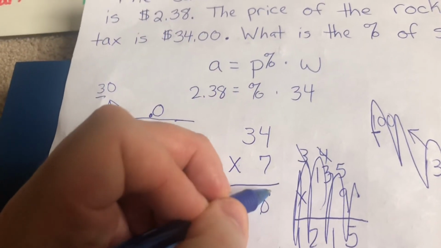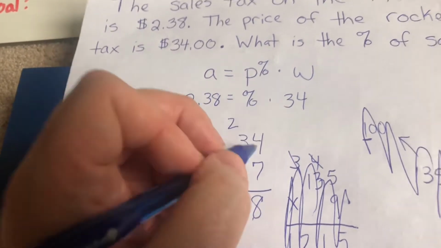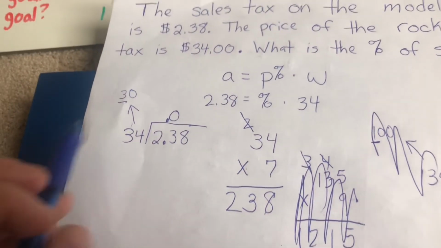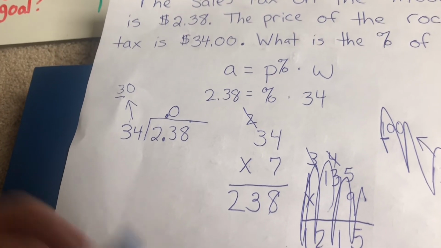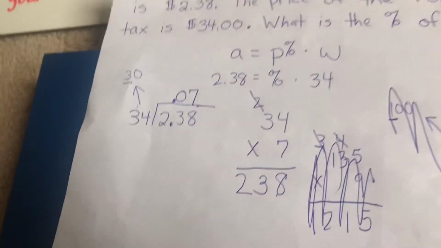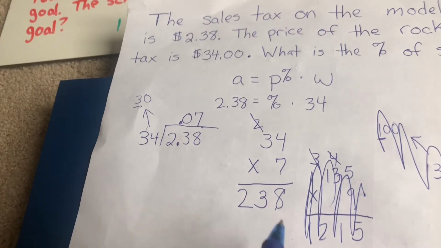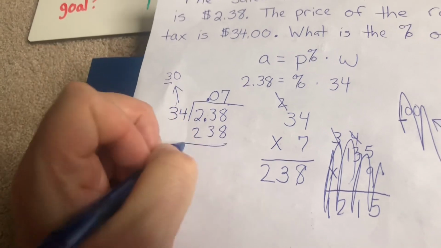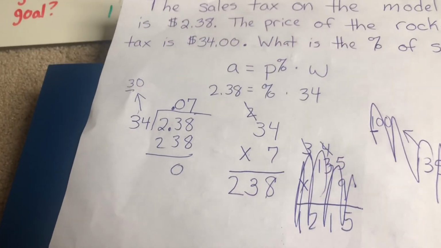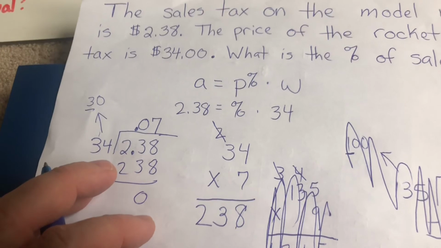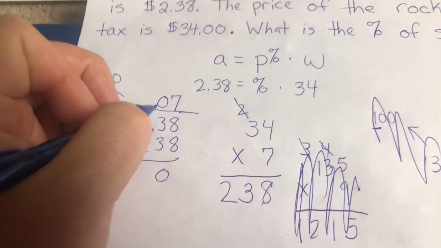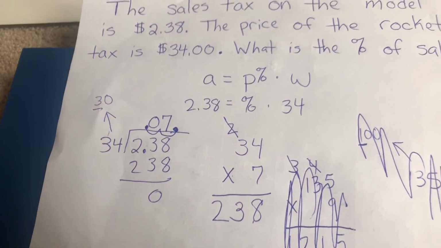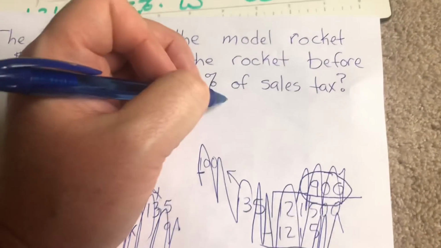7 times 4 is 28. Put the 8 down, carry the 2. 7 times 3 is 21, plus the 2 is 23. Well, look at that. $2.38, 238. I know that 7 times 34 is 238. That's going to give me 0 when I subtract. And now I have 0.07. But now I have to turn that into a percent by moving the decimal once, twice to the right, and I get 7. The percent of sales tax is 7%.